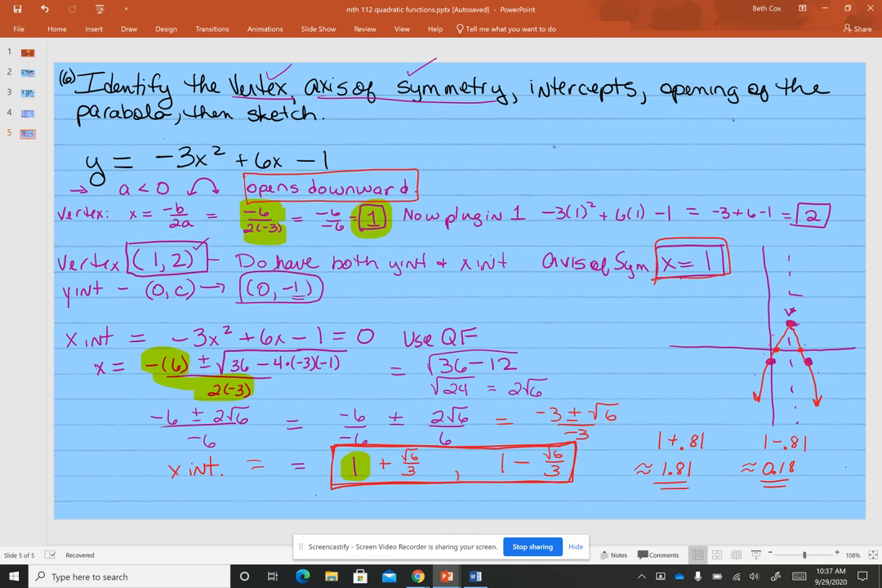This one's a little different, but I wanted you to see how this works. That the quadratic formula does give you x-intercepts. And I also wanted you to see something very significant here, and that is the vertex is part of that quadratic formula. I wanted you to see that as well.